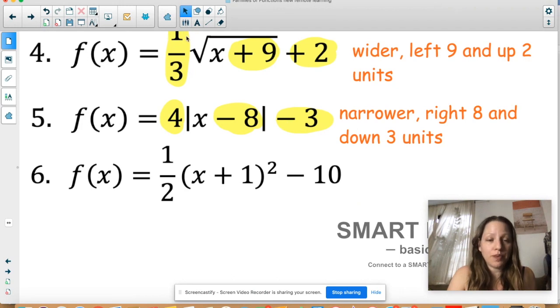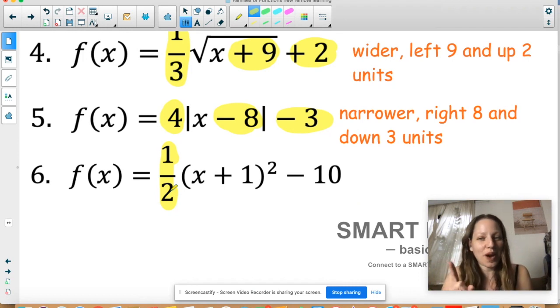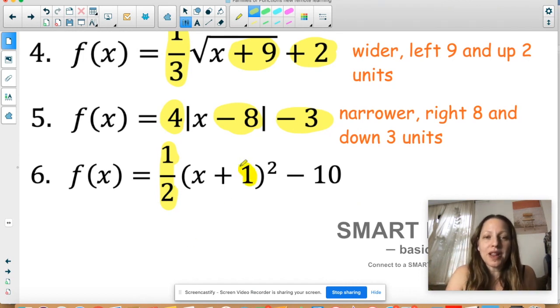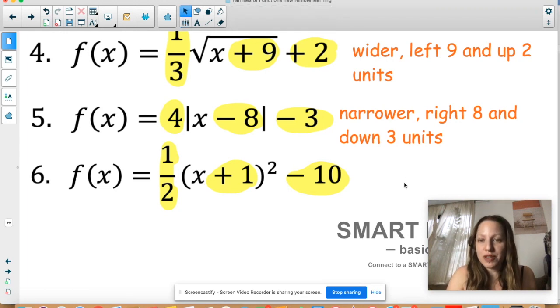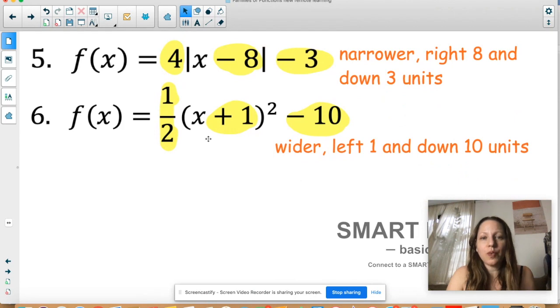And the last one, fraction in front. Do you remember what that means? If you guessed wider, you were right. A +1 inside. What does that mean? Yep, left 1. And a -10 outside. What does that mean? Down 10. Good job. Okay, so hopefully you're saying that to yourself. And it's wider, left 1, down 10.